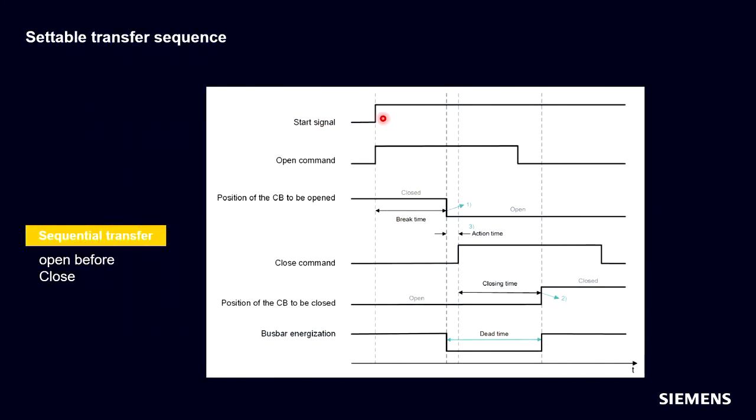That means we got the start signal. The HSBT is giving the open command to the circuit breaker, and the position of the circuit breaker will be detected. Okay, the circuit breaker is open, and then after a short action time, we give the close command to the alternative source, and the position will be reached after the closing time of the circuit breaker. For the busbar, voltage doesn't mean that we have a short dead time. So this is the usual way how we transfer in a sequential mode.